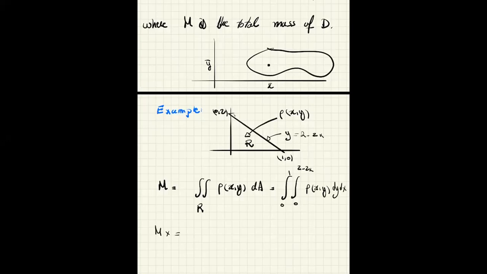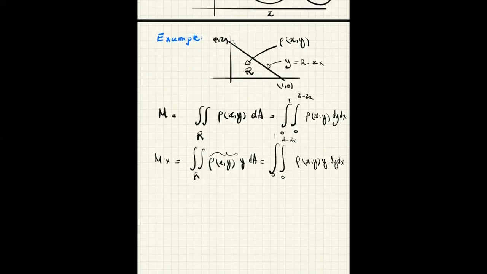Mx would be the same thing, the integral over R of rho(x, y) y dA, which would be exactly the same thing. You just take this function here and integrate as you do, rho(x, y) y dy dx, from 0 to 2 minus 2x and 0 to 1, and then My.